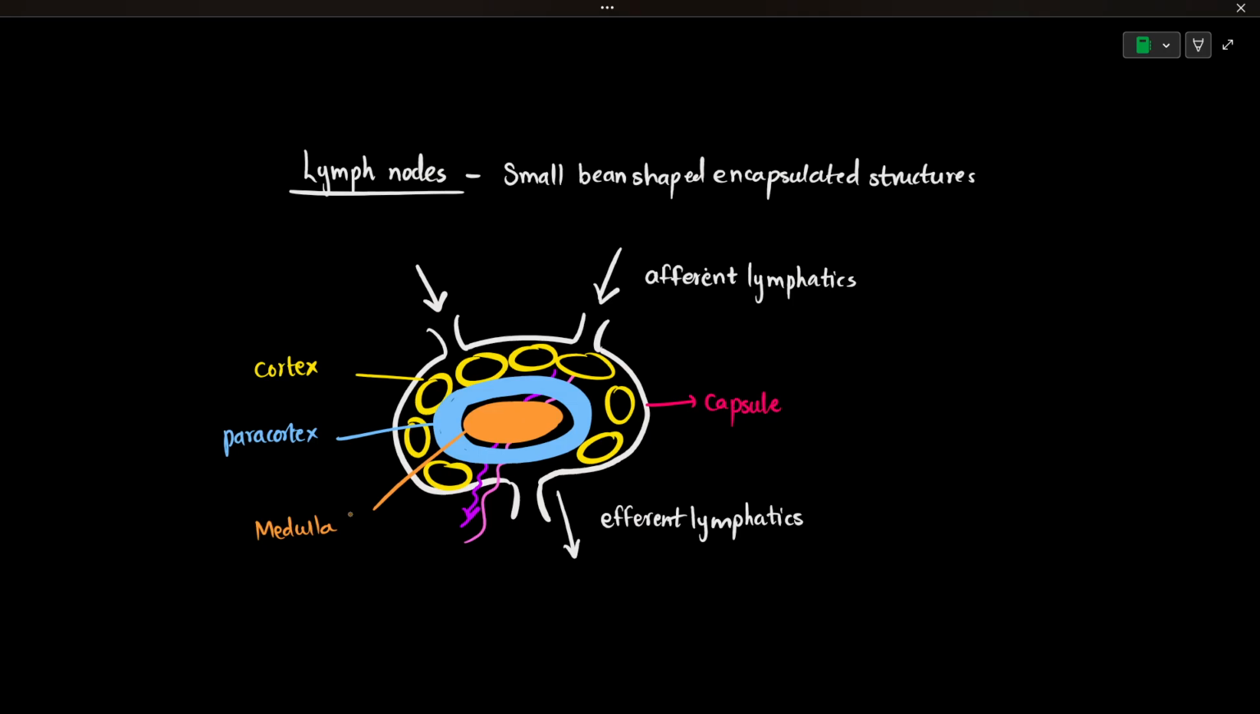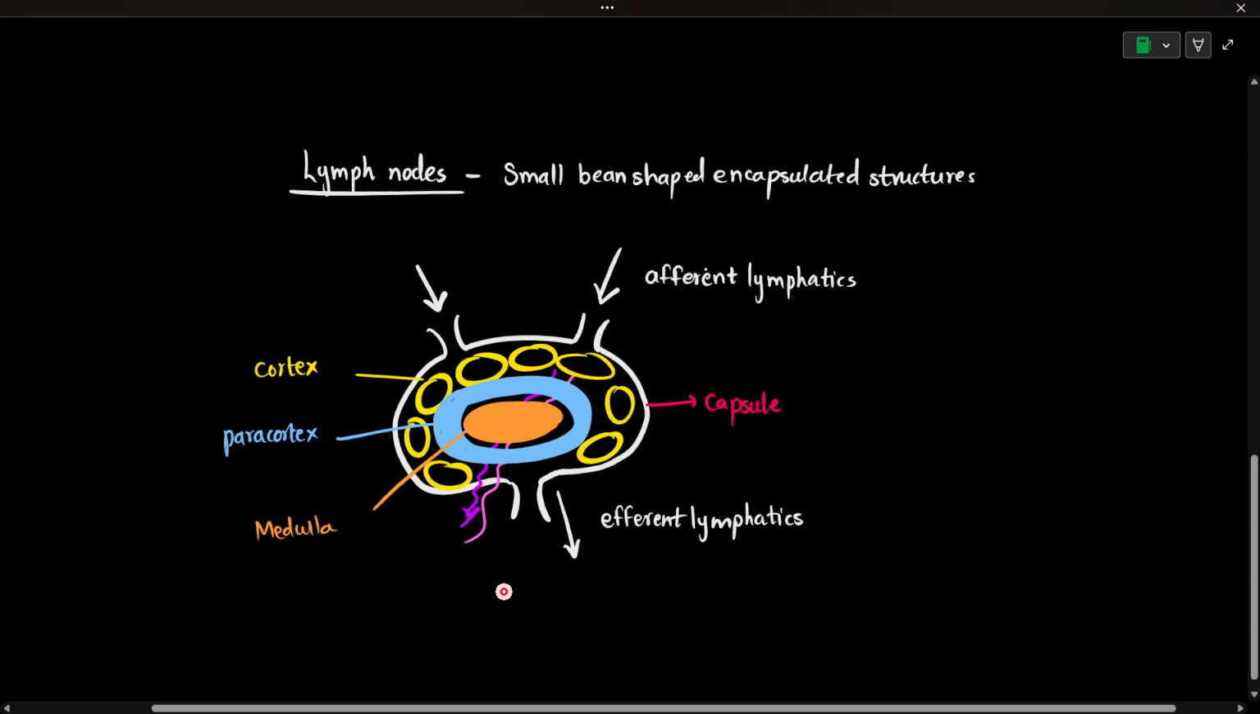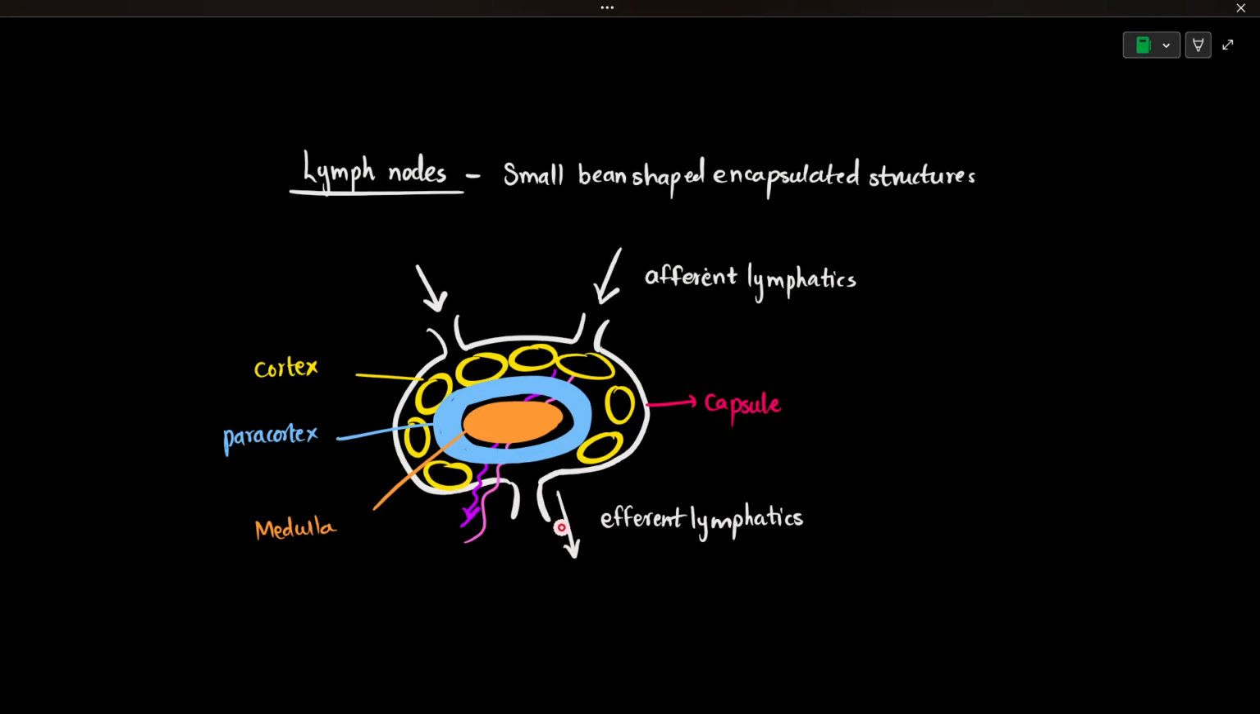The naive lymphocytes come through the blood vessels inside the lymph nodes, and they will interact with the antigens here. Once they have interacted with antigens, they will be taken out through the blood vessels again, whereas the afferent lymphatics are going to bring the antigens as well as the antigen presenting cells.